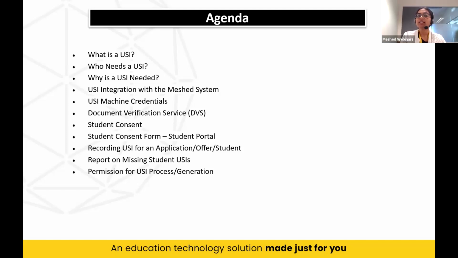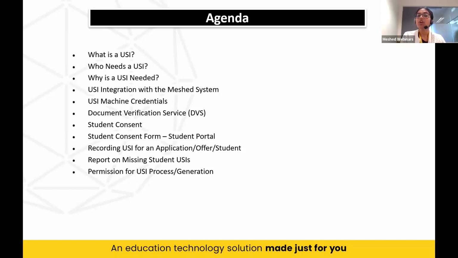We'll also try and understand USI machine credentials or USI key store, which is needed for the integration with the mesh platform. Next topic for today will be document verification service or DVS. Then we'll talk about student consent and different ways a student consent can be collected. One of the ways the student consent can be taken is within the mesh platform itself using the student portal. We'll explore more on that in the upcoming slides.